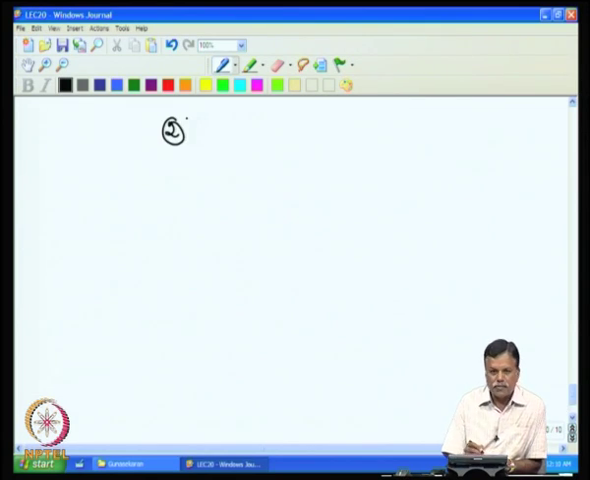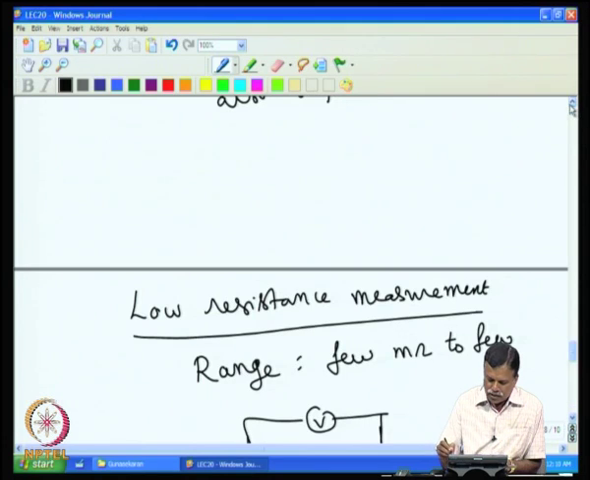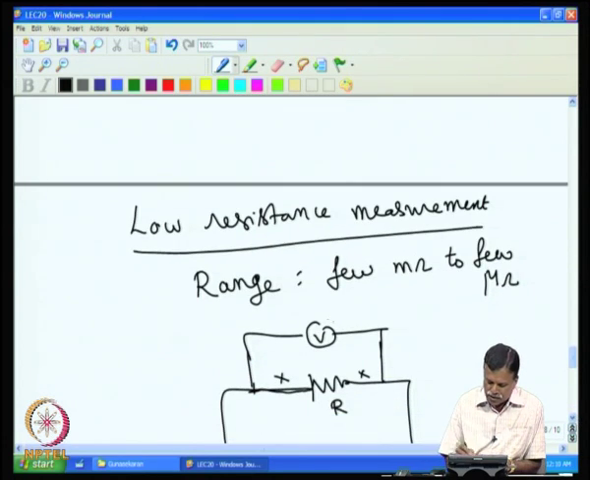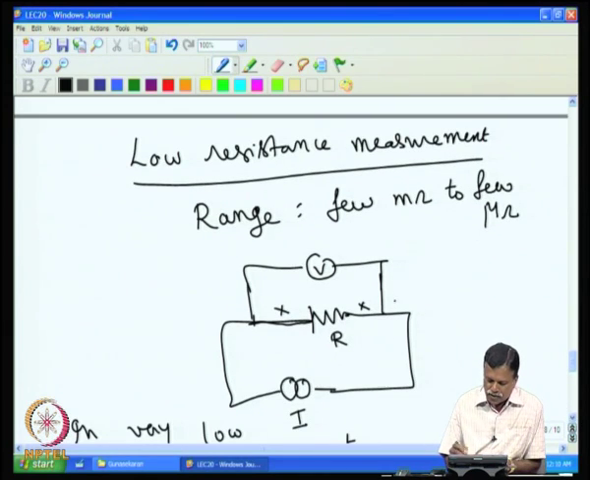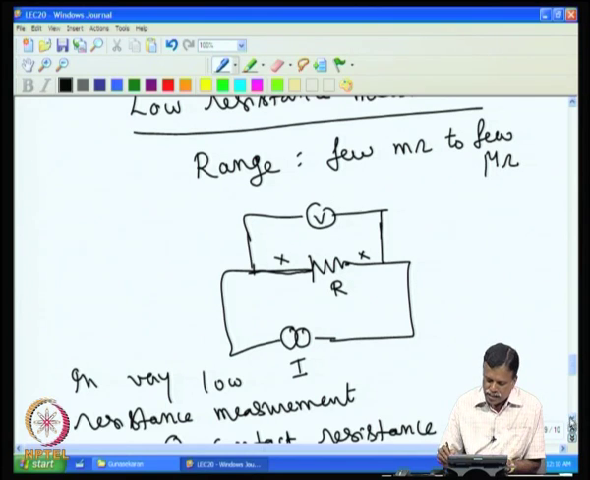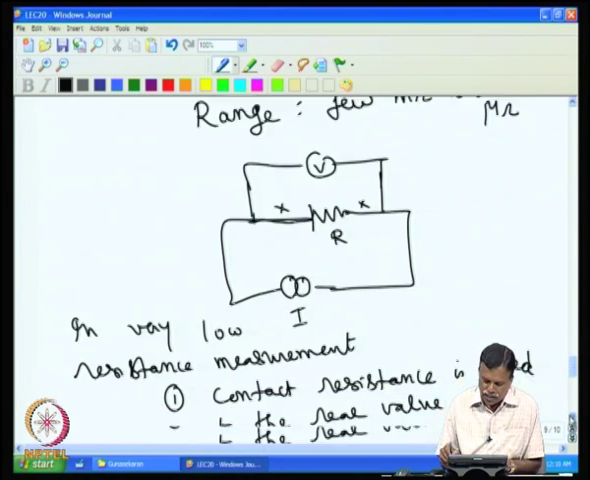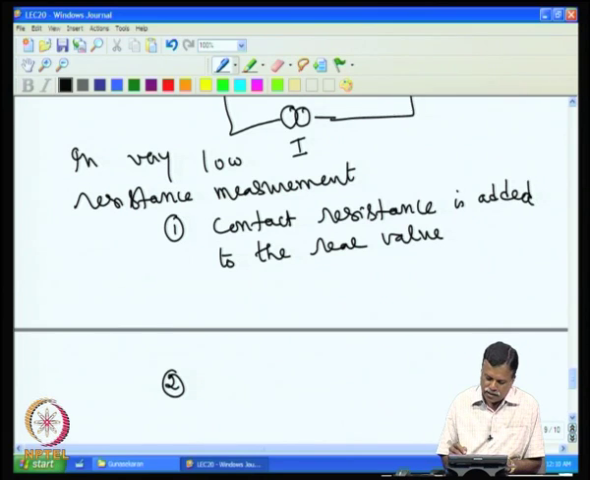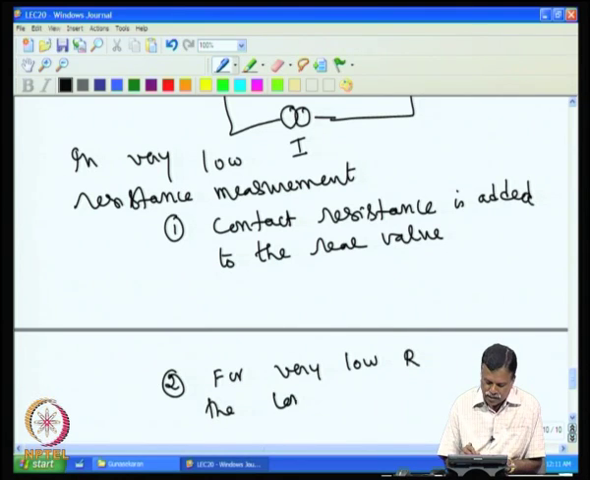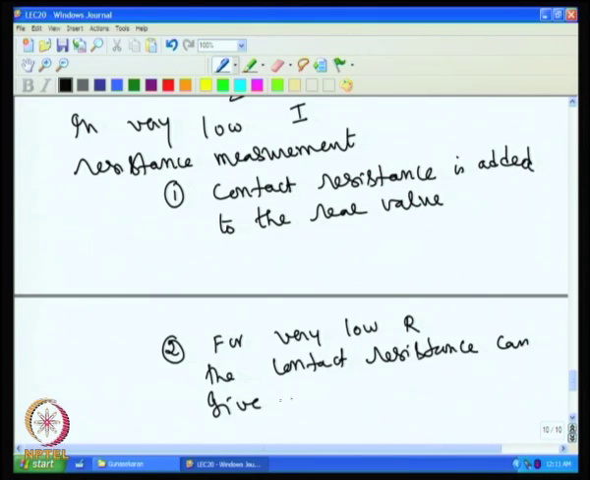Then second, since it is not a null method, some small amount of current will actually be flowing through this, and that will give error, and that anyway we will leave as the earlier calibration error. So, eventually, if I am making a very low resistance measurement, then the contact resistance adds to the resistance value. So, for very low values of resistance, the contact resistance can give a large error.